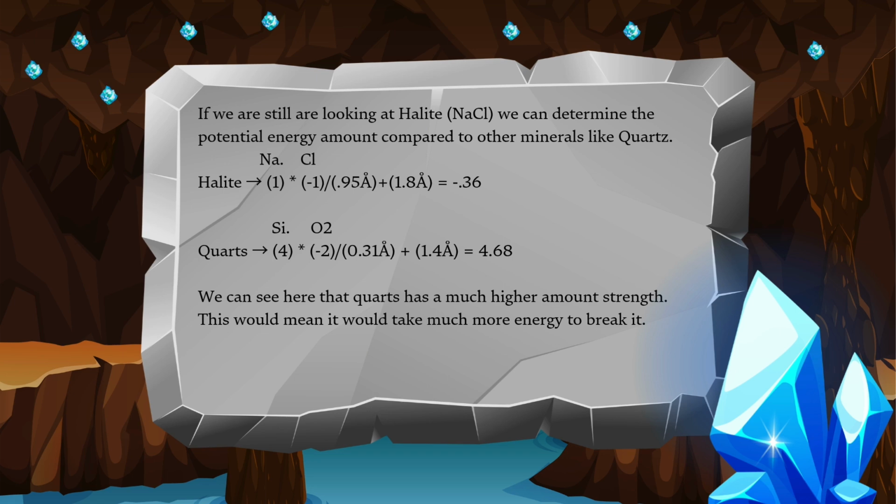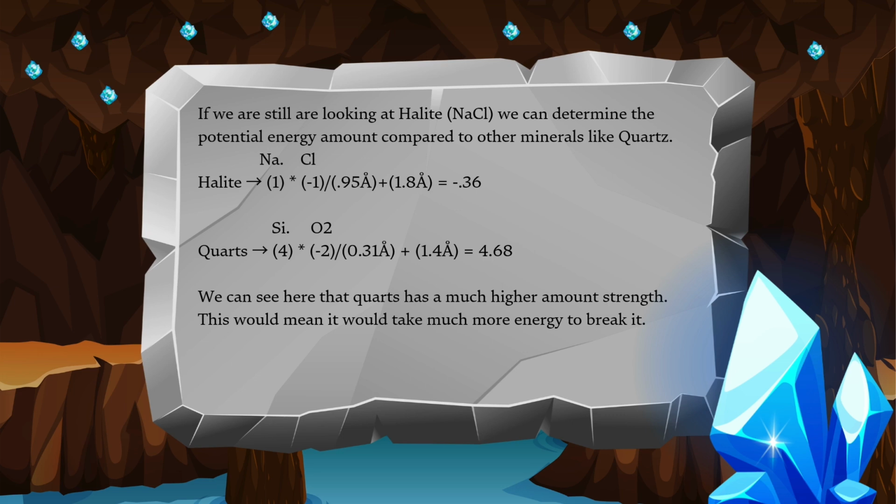So here are the two that we are going to compare, which is halite and quartz. With the Q's at the top, which are the charges, we know that sodium has a charge of 1 and chloride has a negative charge of 1. So we're going to multiply those and divide it by the distance of the two, and that will be negative 0.36. And then we're going to do the same exact thing for quartz. The charge for silicon is going to be 4, and the charge for oxygen is going to be negative 2. And then we're going to multiply that and divide it by the distance, which will be 4.68.